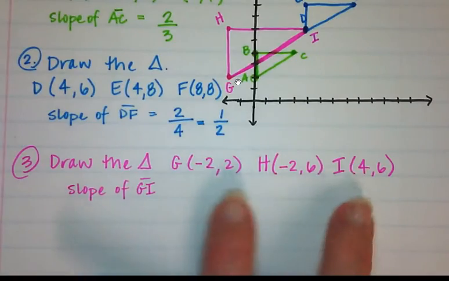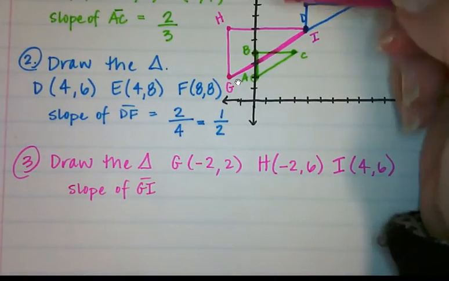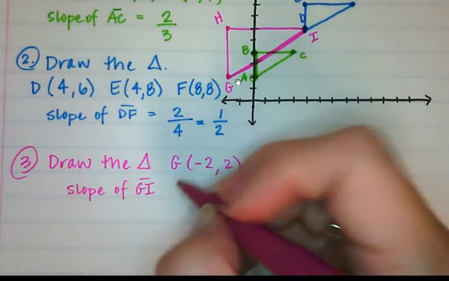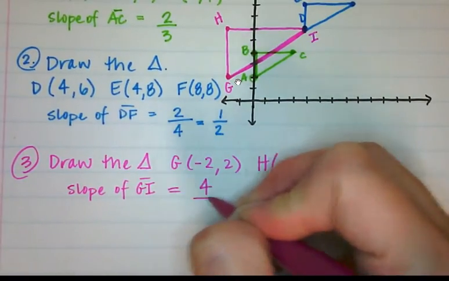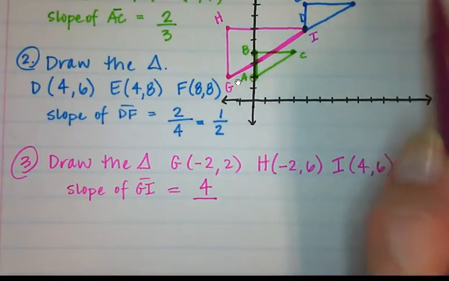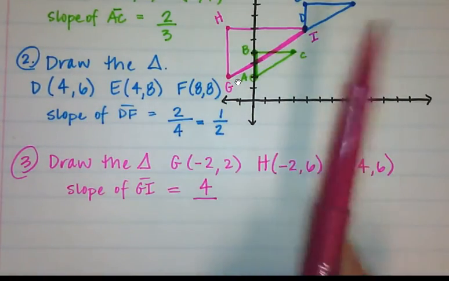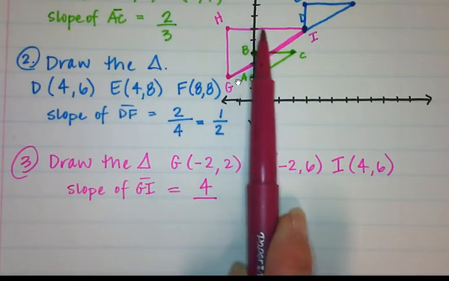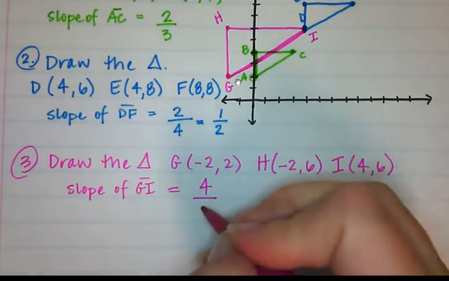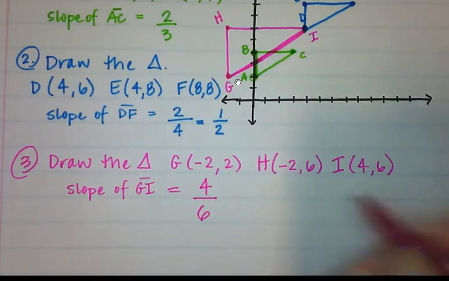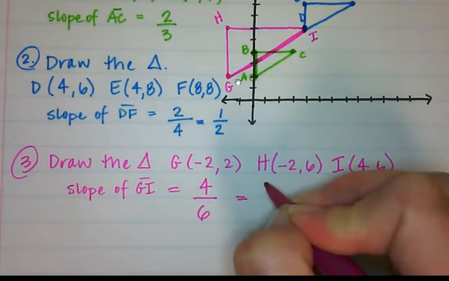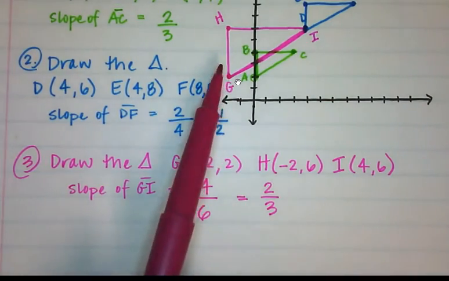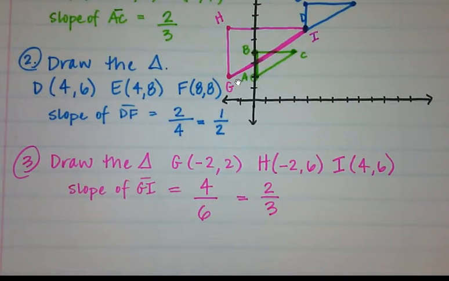So again, you can subtract the ordered pairs if you want. I'm just going to count though. So I went a rise of 4. So rise over the run. And for the run, I'm going from -2, so there's 2 spaces there, and 4 spaces there, so that's going to be a total of 6. And then we can reduce that to be 2/3. So the slope of this pink triangle is 2/3.